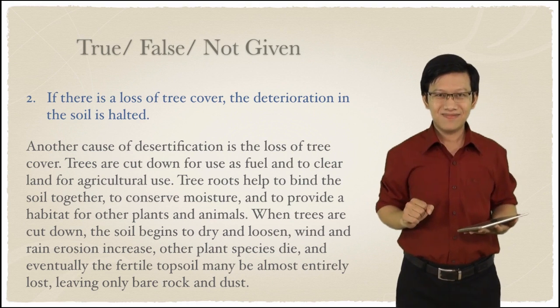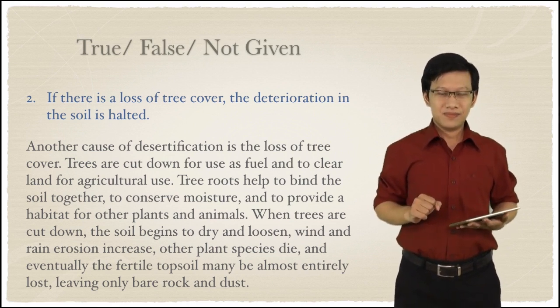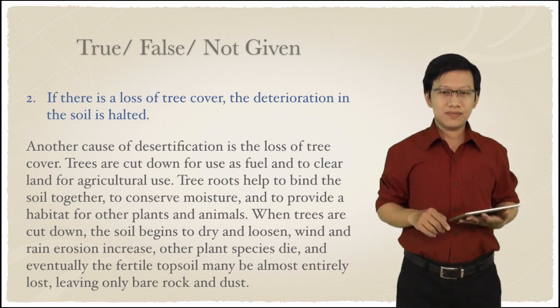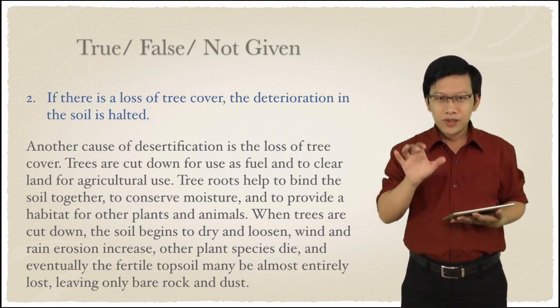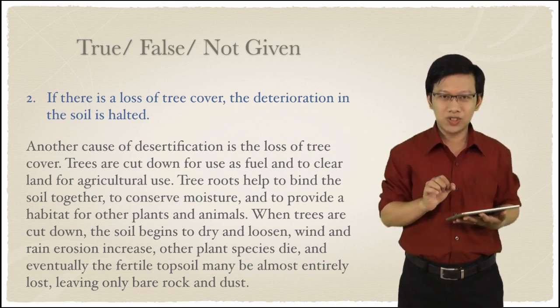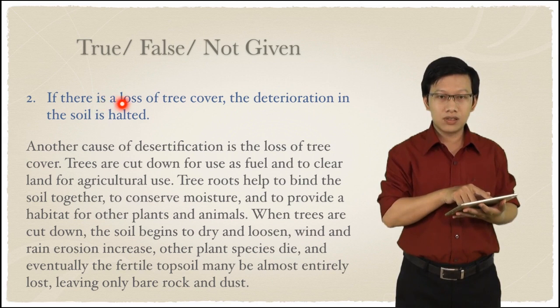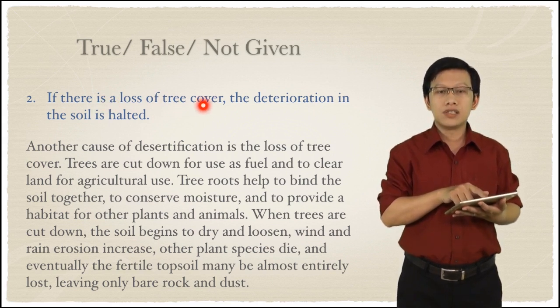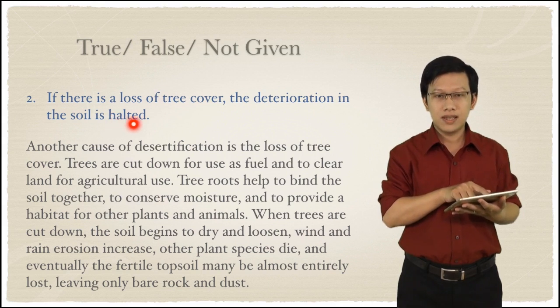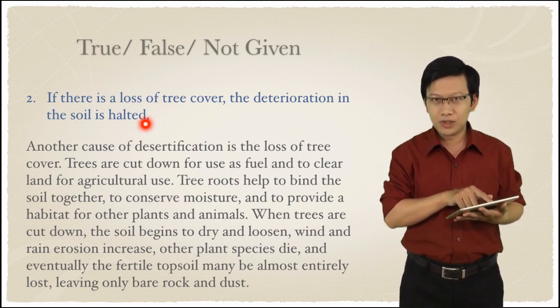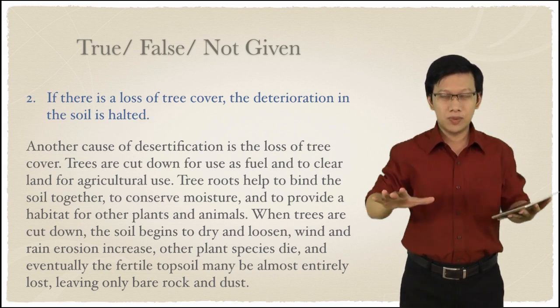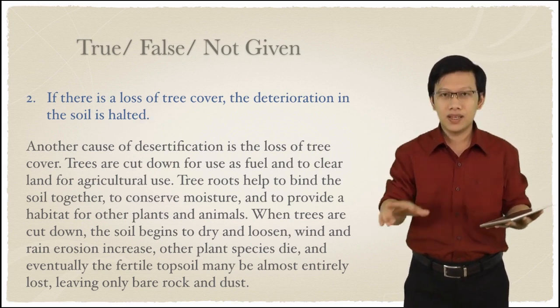Question number 2. Start. Alright, now let's take a look. This is important. You have to try to understand the question first. In the question we say if there is a loss of tree cover, deterioration is halted. Now it's important for us to understand the word halted. What is meant by halted anyway? To be halted means to be stopped. You stop something, you don't do it anymore, or slow it down. It's called halted.